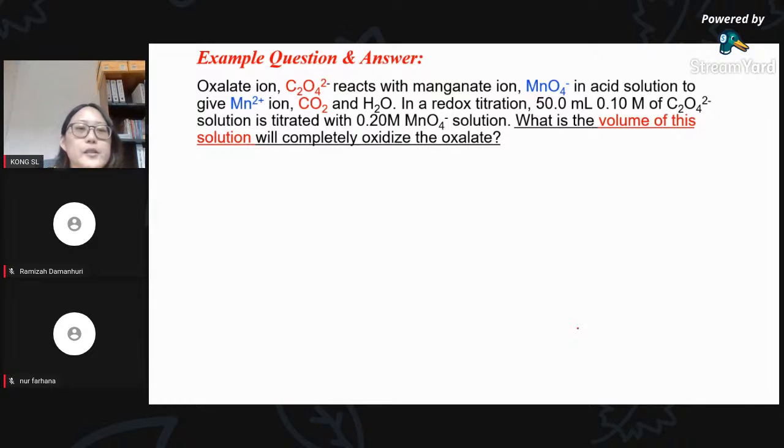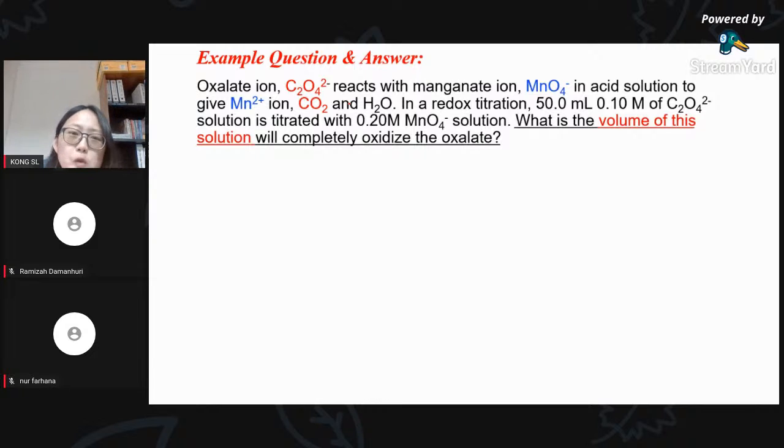Oxalic ion, given C2O4. So I highlight with red color, meaning that this one you have to pair with this one. And then the blue, manganese ion, so pair with this MnO4 ion. So there are 2 equations already. So step 1, you should identify which one is oxidation, which one is reduction.